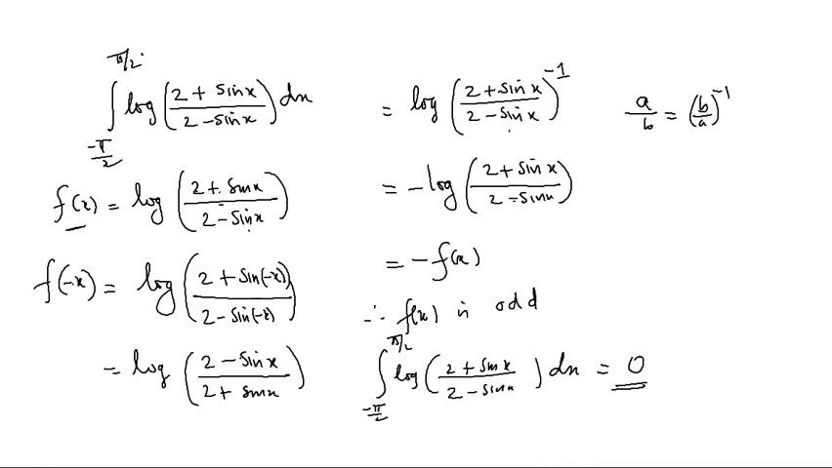Okay. All of you ready? Yes. Integral from minus pi by 4 to pi by 4 of x plus pi by 4 divided by 2 minus cos 2x.